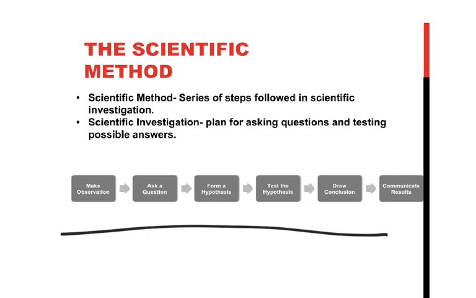It's a plan for asking questions and testing possible answers. So you just create a plan, and if you have a question, you just figure out how you can answer it. And so the first portion of the scientific method is making an observation. You make observations every single day.